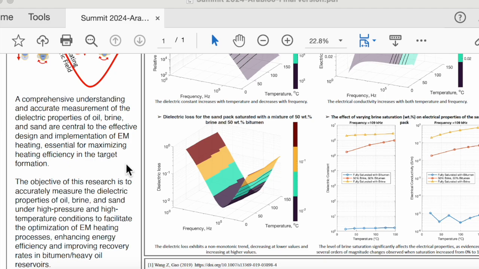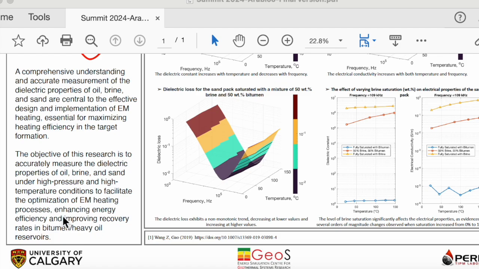The primary objective of this research is to accurately measure the dielectric properties of a sandpack saturated with oil, brine, and their mixtures under high pressure, high temperature conditions.